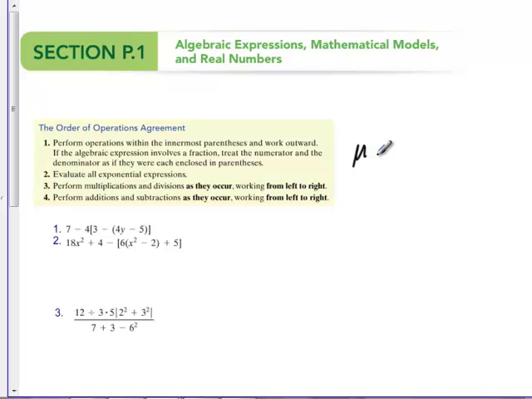So multiplication and division are from left to right, addition and subtraction are left to right, and the rest of it's the same. So all your parentheses, all your exponents, and then multiplication, and then addition, subtraction, and it's left to right. So you do it as you come to it from left to right for those. That's probably the biggest mistake I see people make.